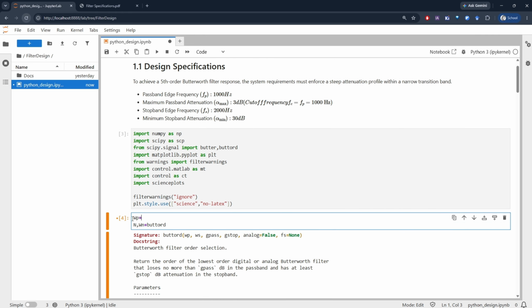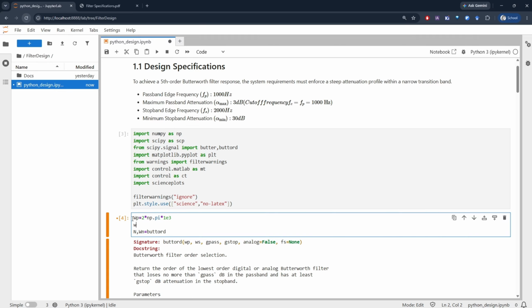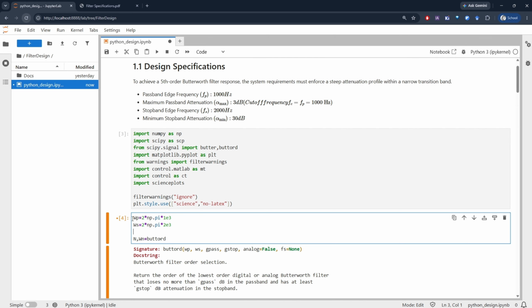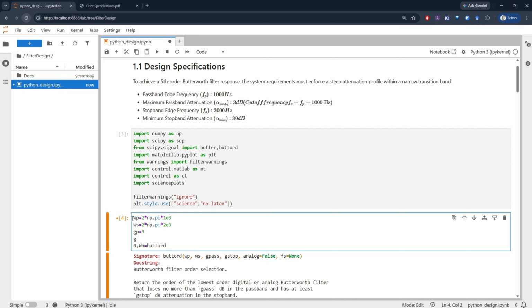So you can say omega p is equal to 2 np.pi multiplied by 1e3, that is around 1000. Then ws is equal to 2 multiplied by np.pi multiplied by 2e3. Then we have g pass, or you can just say gp. Gp is equal to 3. Then you have gs is equal to what? Gs is equal to 30.0.